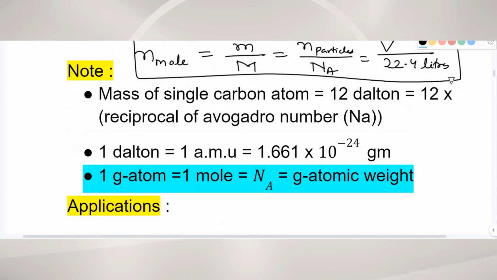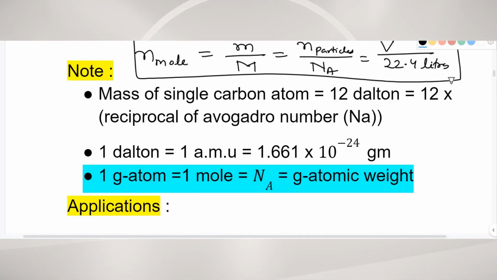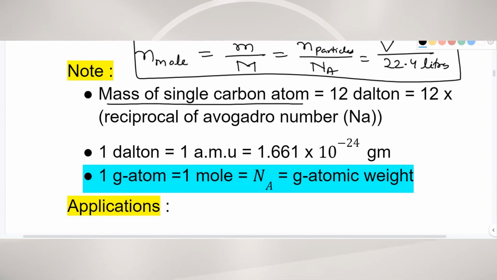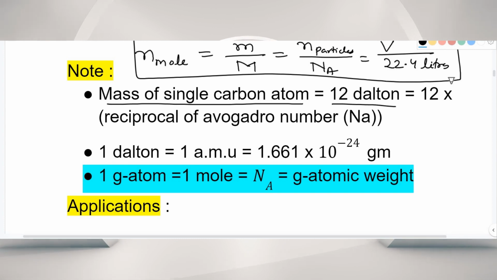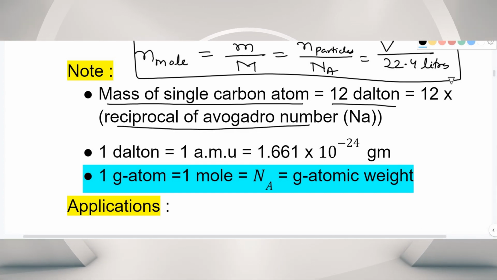Let's move on. Yeah, so here in the note I wrote 3 points. Mass of one single carbon atom is 12 daltons, meaning 12 AMU. 1 atomic mass unit is 1/12 of a carbon 12 atom, meaning 1 by 12 times 12 by Avogadro number. So 12 cancels, leaving 1 by Avogadro number. That is why 1 atomic mass unit or 1 Dalton is the reciprocal of Avogadro number.